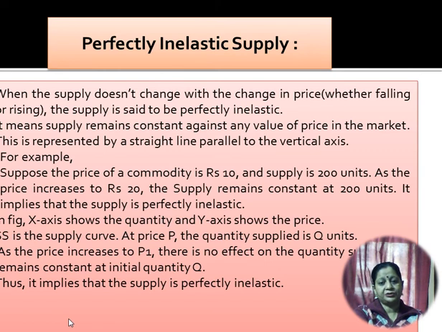For example, suppose the price of a commodity is rupees 10, the supply is 200 units. As the price increases to 20, it will remain constant at 200 units. That means at 10 rupees there is a supply of 200 units, and at 20 rupees there is also a supply of 200 units. That means supply remains constant, but there is a change in the price of the commodity.